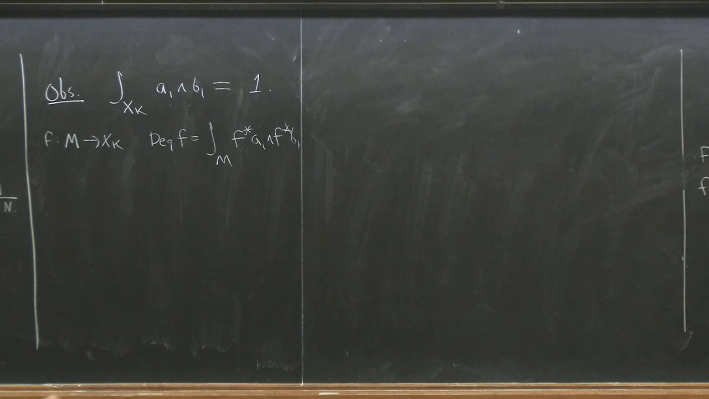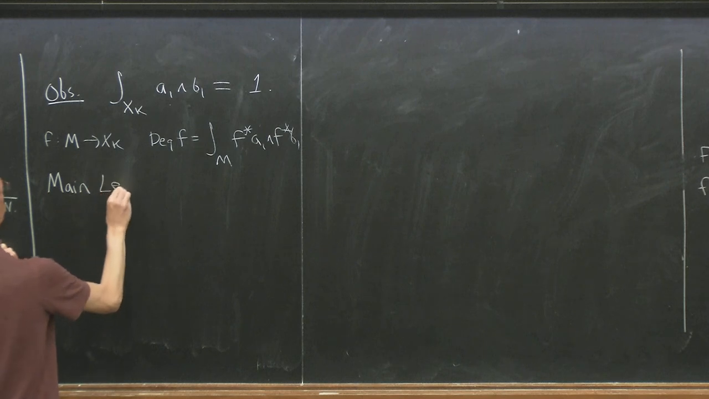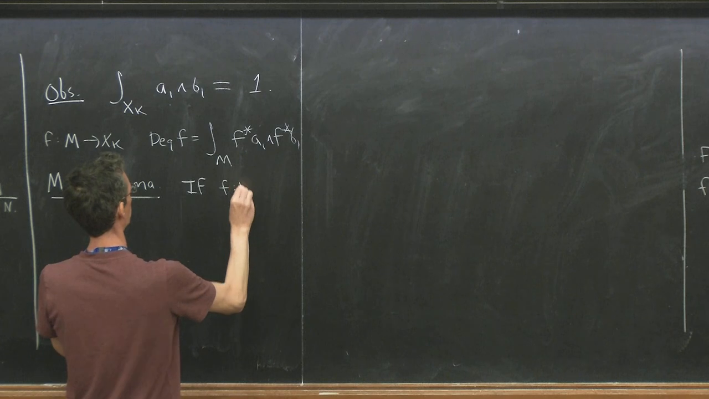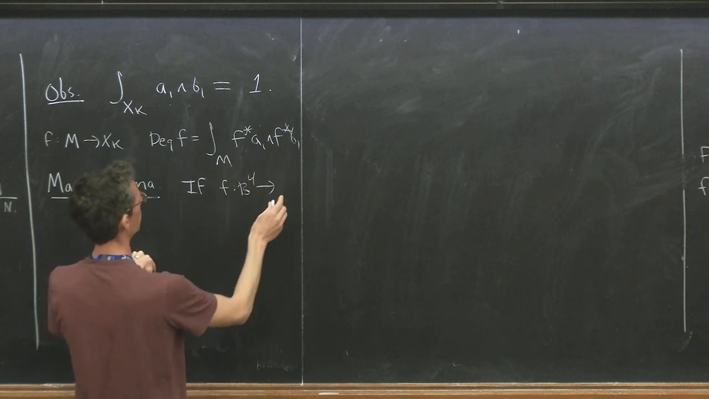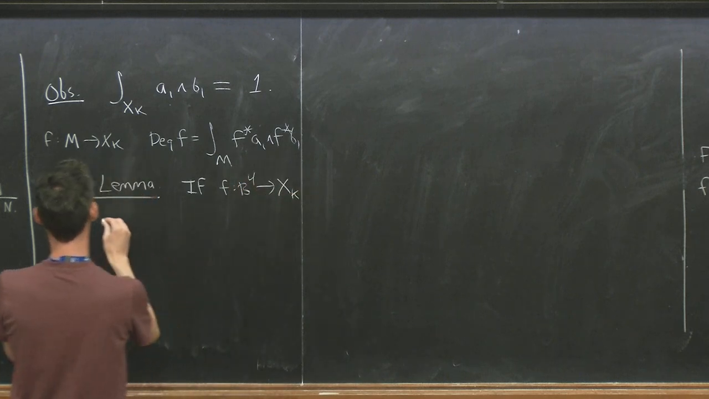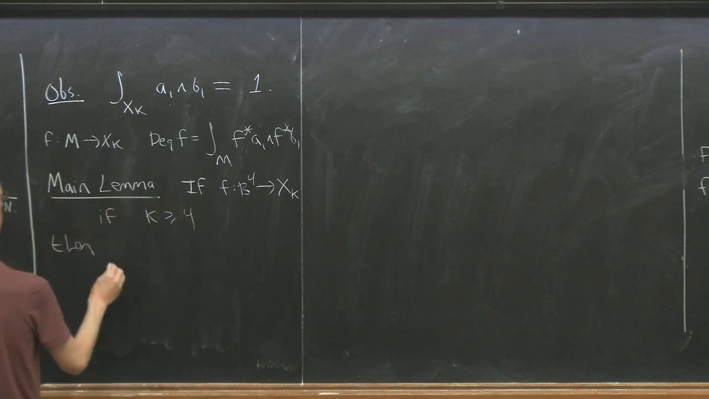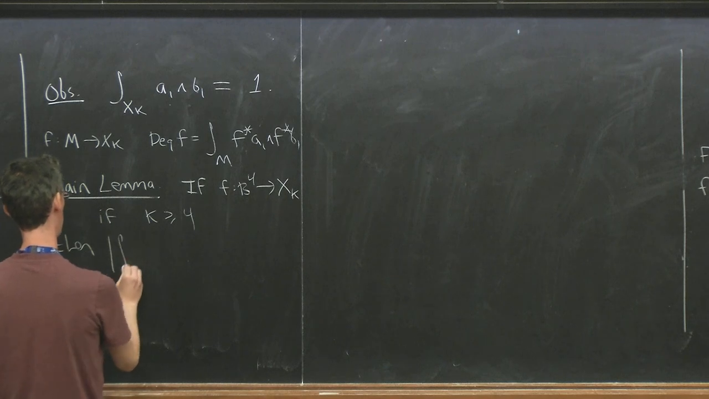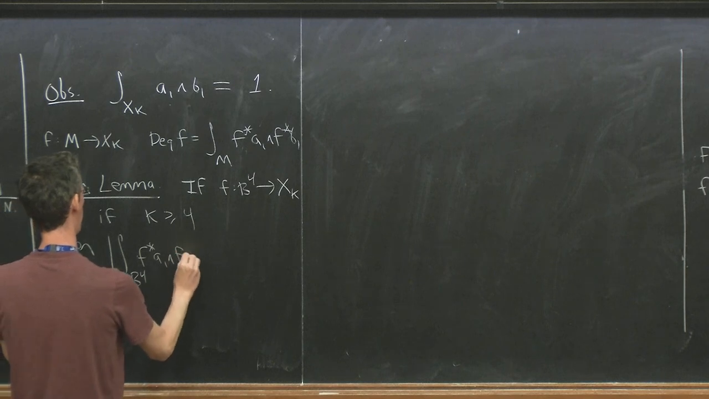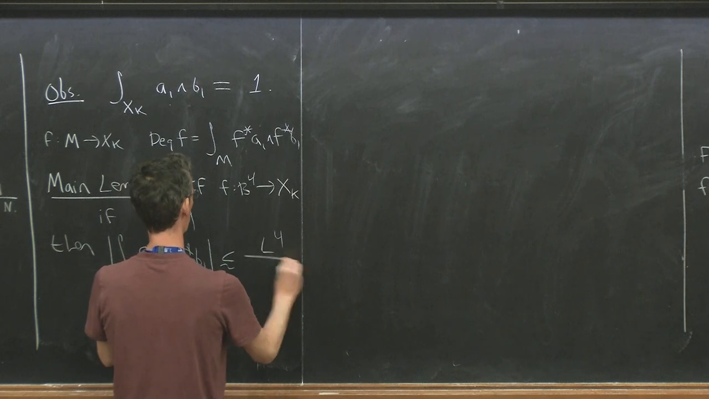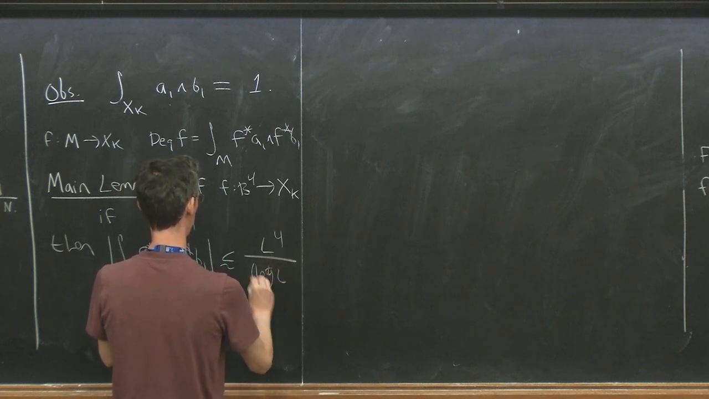OK. Now, our main lemma is that if I just have a map from a ball, a standard Euclidean ball, to X_k, and if k is at least 4, then when I look at the integral over the ball of the pullback of A1 wedge the pullback of B1, that is smaller than L to the fourth over log of L to the half.